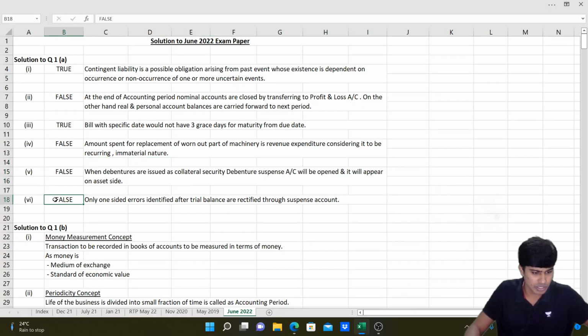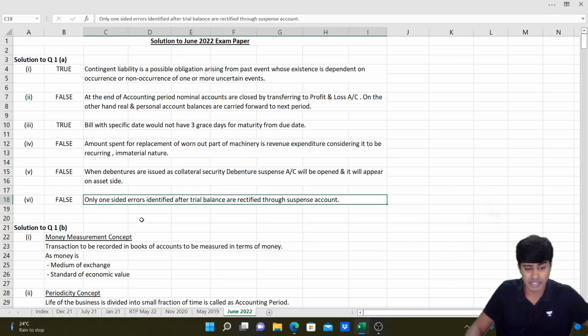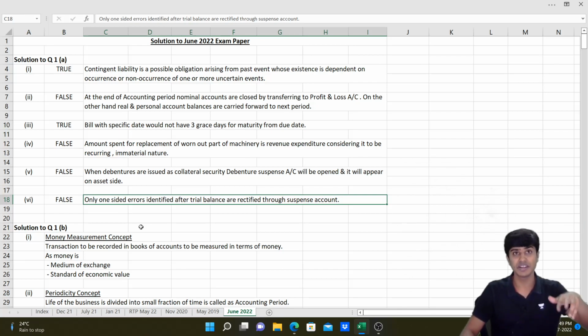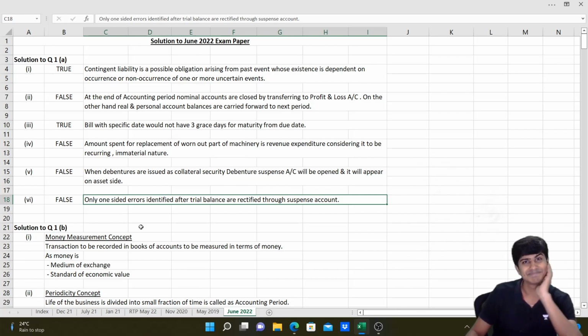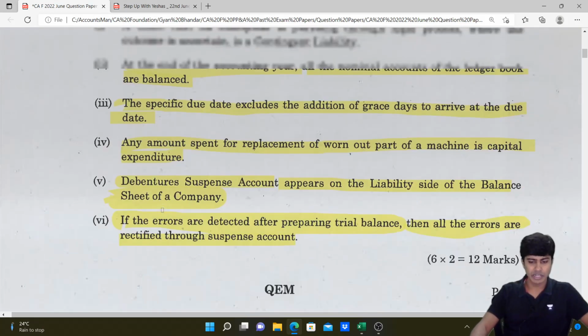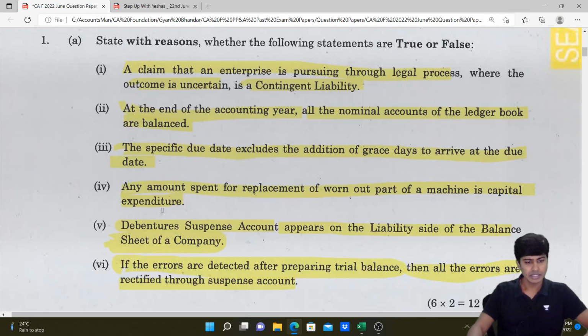So that's the answer. Look at the sixth one. Only one-sided errors identified after trial balance are rectified through suspense account. Got it, guys? So that's the answer to question number 1a, which is 6. Great. Let's now go to question 1b. So 1a done. Let's now do question number 1b.